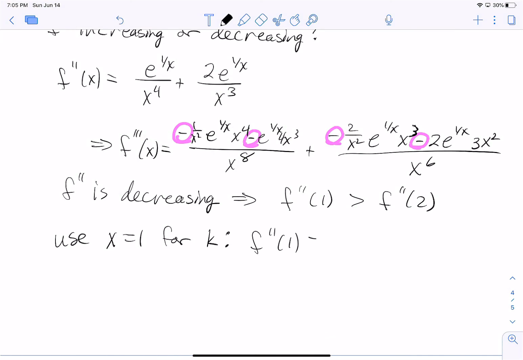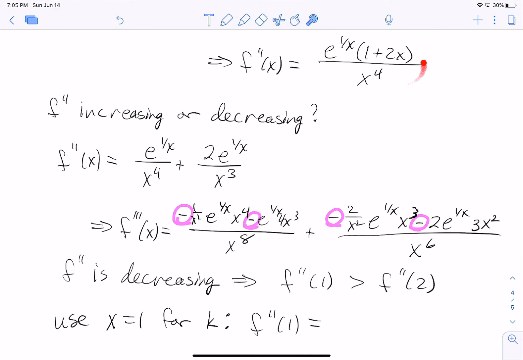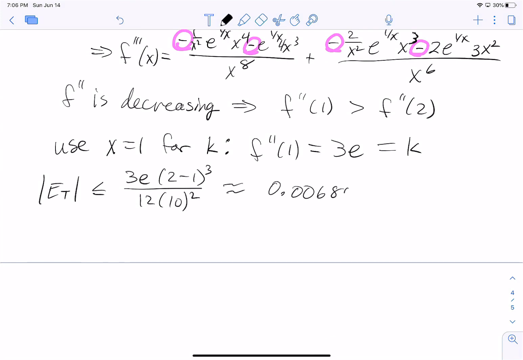f double prime of 1 is then equal to, going back to this earlier thing that we saw here, looks like it's going to be 3e. That's what we're going to use as k. Now we're ready to answer the first part of this. The absolute value of e sub t is less than or equal to 3e, that's k, times 2 minus 1 the quantity cubed divided by 12 times 10 squared. That's approximately 0.00680. That is the maximum error for the trapezoid rule.